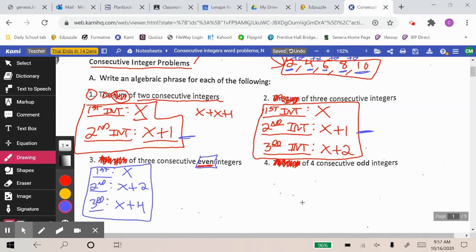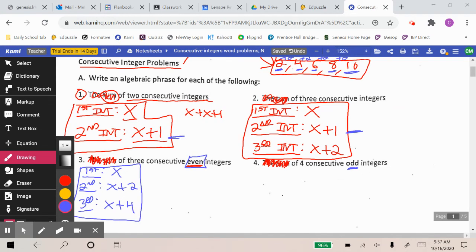Now, when I do consecutive odd integers, again, I would ask students, hey, give me an example of consecutive odd integers. I'm going to write it here to the side, like 1, 3, 5, 7, 9. These are consecutive odd integers. Now, very similar to consecutive even, see how it still goes up by 2? So if I start with 1 and I add 2 to it, I get the next odd integer, 3. I add 2 to the 3, I get 5. I add 2 to the 5, I get 7. I add 2 to the 7, and I get 9.